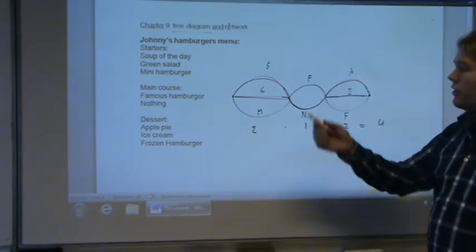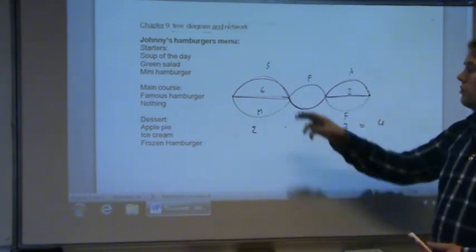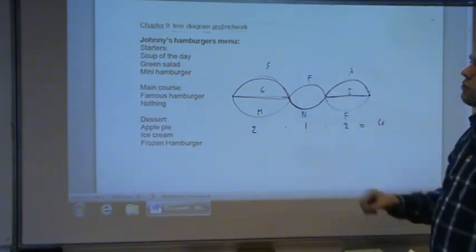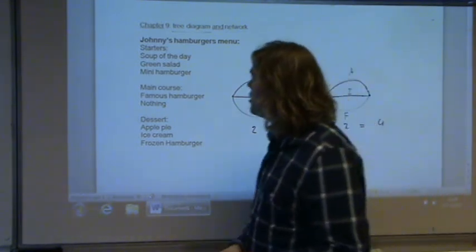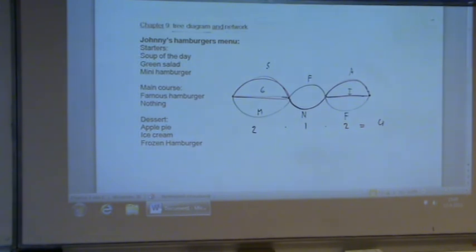You can see what they are. Soup of the day and then apple pie, soup of the day and ice cream, green salad and apple pie, and green salad and ice cream. So thank you very much. This was my explanation about tree diagram and the network.